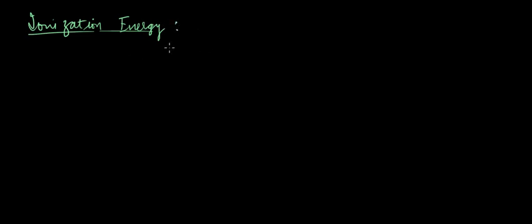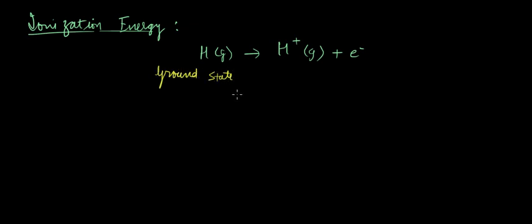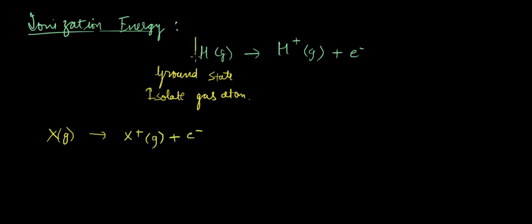Okay, so let's say we have a reaction in which H(g) is converting into H plus (g) and an electron. So this was in ground state. The electron in H(g) was in ground state, and the condition is it was an isolated gas atom. So for a general reaction, X(g), in this case the ionization of H(g) took place. Okay, so this was just a simple example.